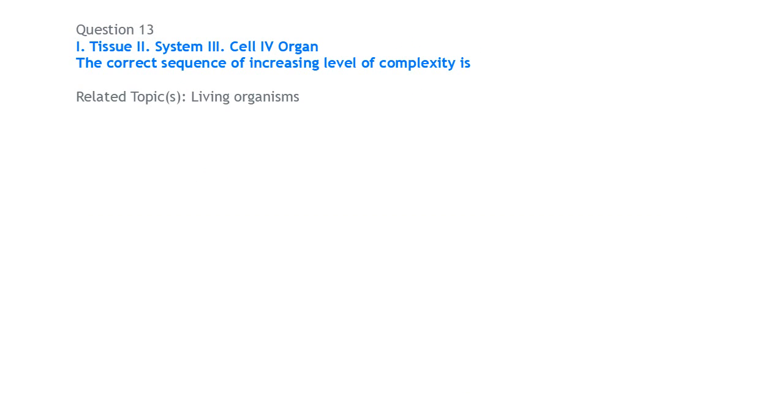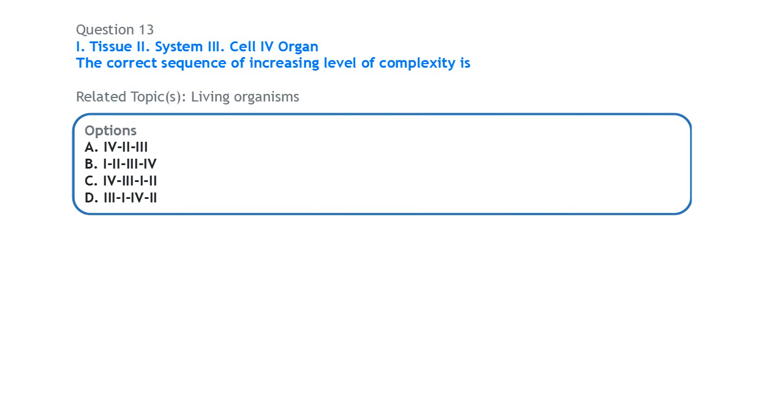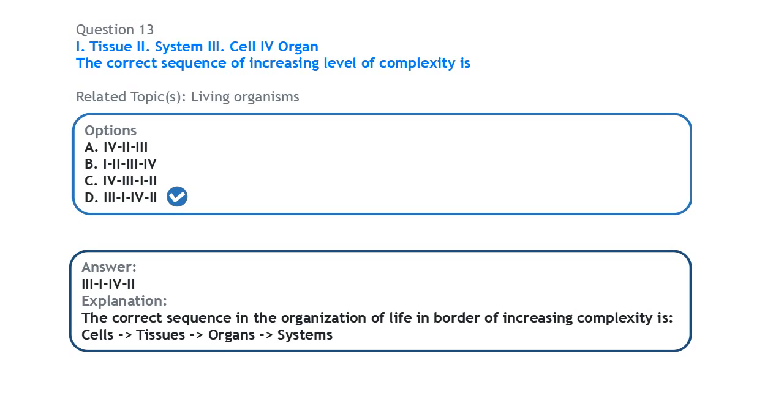Next: the correct sequence of increasing level of complexity is... All of what you have here are levels of organization, and we have to sort them in increasing level of complexity, that is, from the simplest to the highest. The simplest is the cell. It is the simplest level of organization.